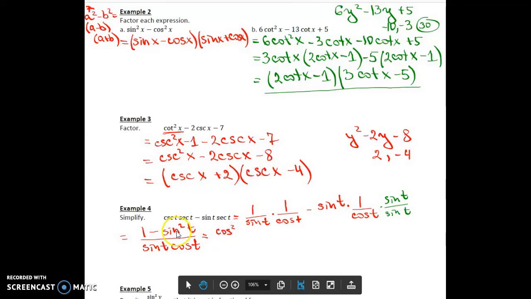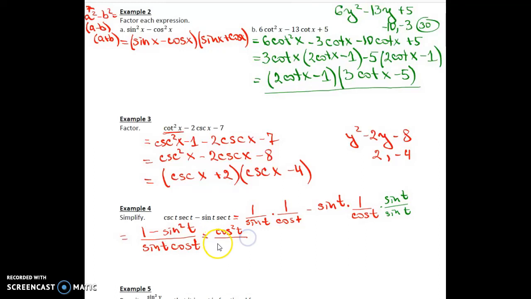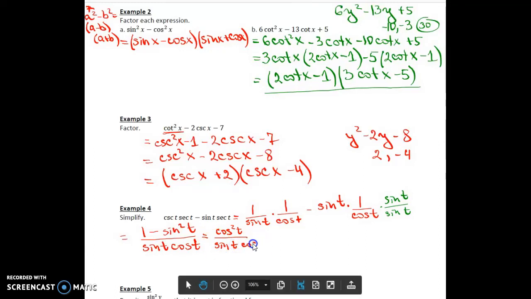1 minus sine squared of t is equal to the cosine squared of t over the sine of t times the cosine of t. We can simplify one of these cosines. We're left with cosine of t over the sine of t, which is really the cotangent of t. And that is the final answer.